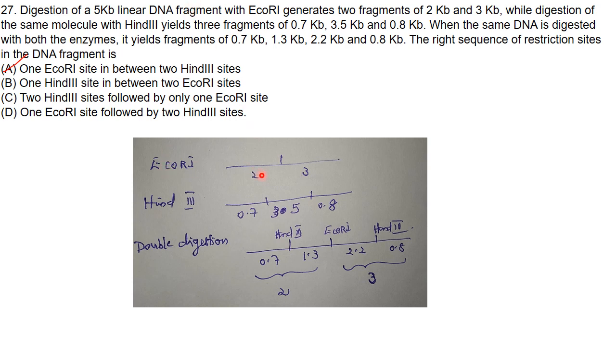So here EcoR1 yields two fragments, that is 2 and 3. HindIII gave 0.7, 3.5 and 0.8. Double digestion you got 0.7, 1.3, 2.2, 0.8. Now 0.7 and 1.3 add up to 2, and 2.2 and 0.8 add up to 3. So EcoR1 will naturally be in the middle and it will be flanked on either side by a HindIII restriction site. So the answer here is one EcoR1 site in between two HindIII sites. So answer is option A.